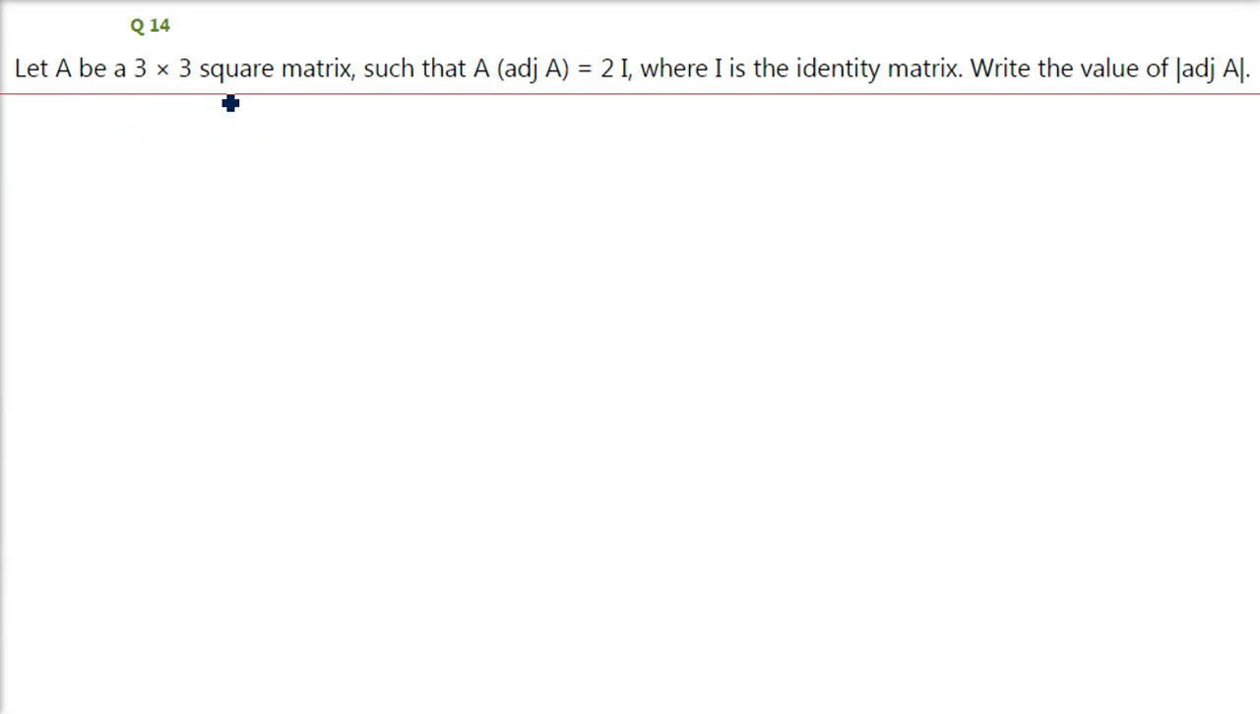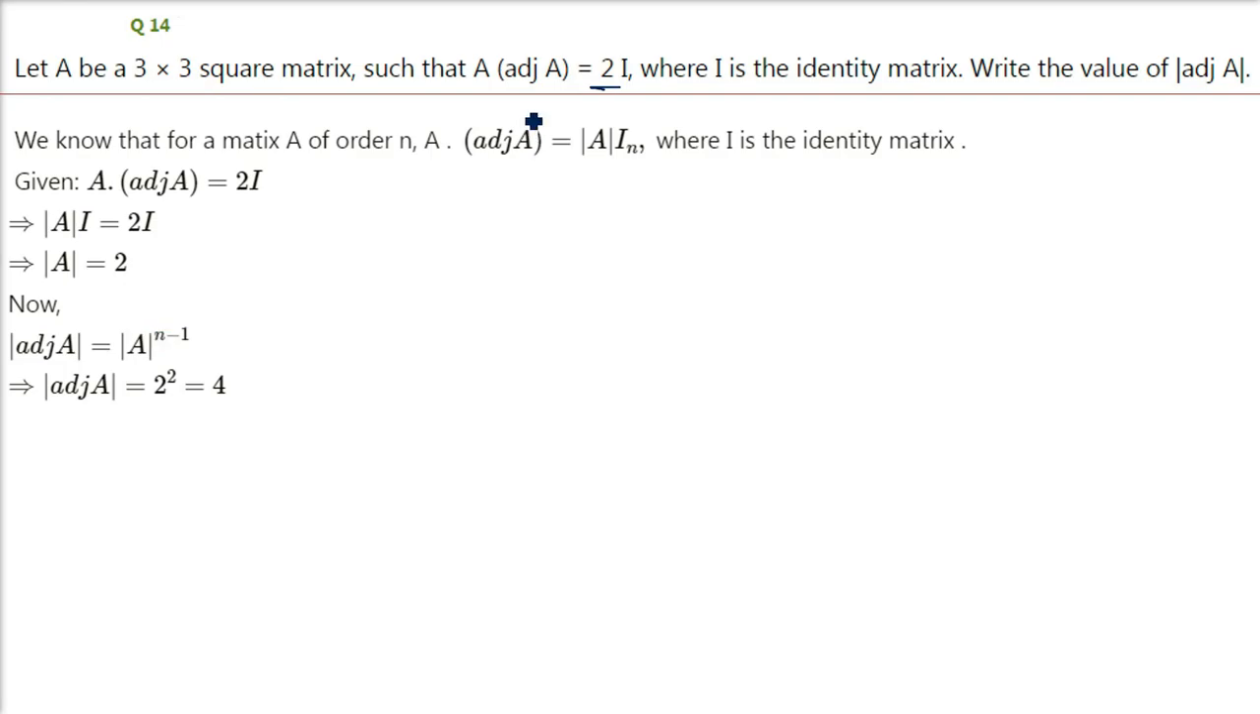Let A be a 3 by 3 square matrix such that A into adjoint A is twice the identity matrix 2I. What is the value of the determinant of adjoint A, where I is the identity matrix? This type of question we have already done.